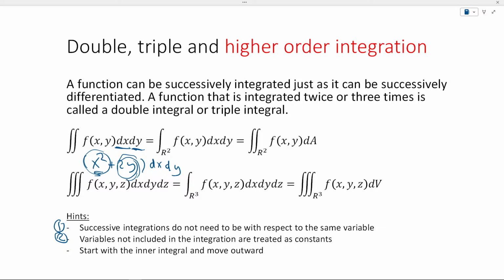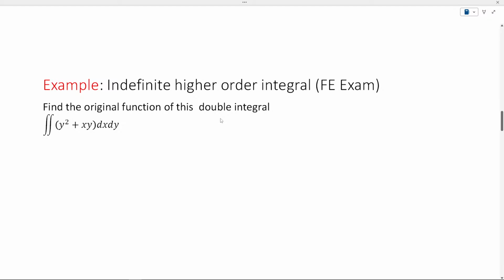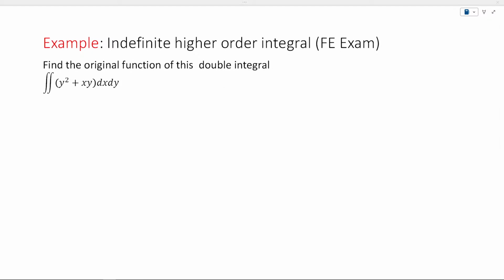Start with the inner integral and move outward. For example, you start here by integrating with respect to dx, then integrating with respect to dy, and then integrating with respect to dz. These are three simple hints you need to pay attention to when you solve these types of problems. Let's do a simple example. Again, these are easy points in the FE exam.